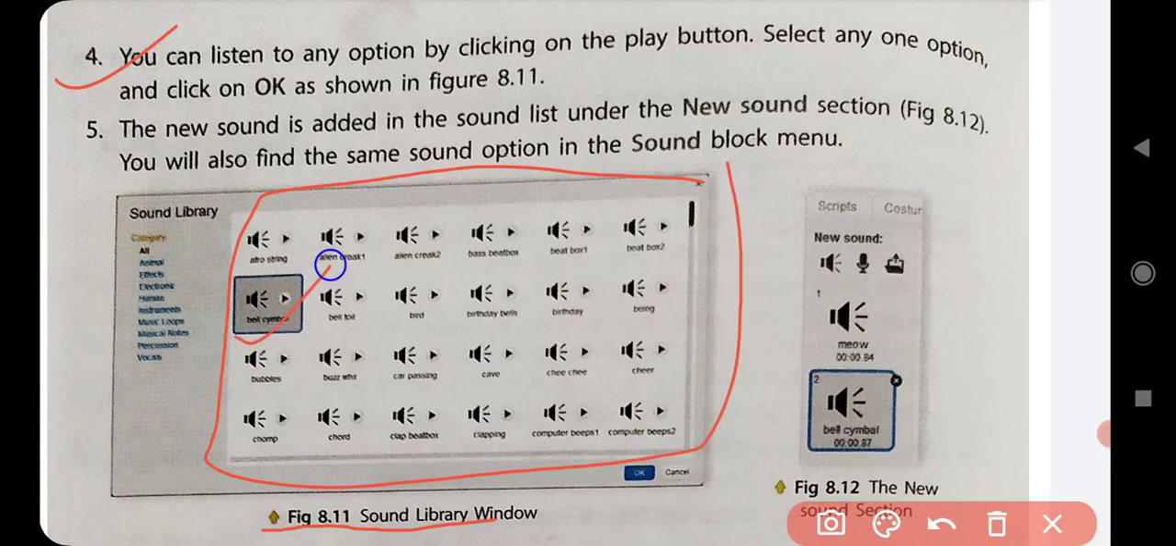Suppose we have selected this one. After selecting this, just click on OK. Once you click on OK, you will see that the new sound is added in the sound list under the new sound section, which is shown in figure 8.12.